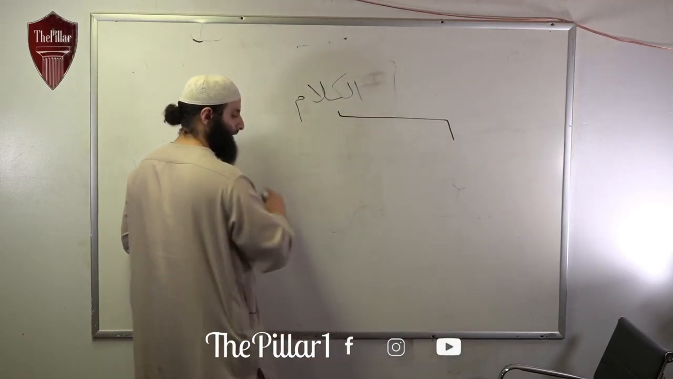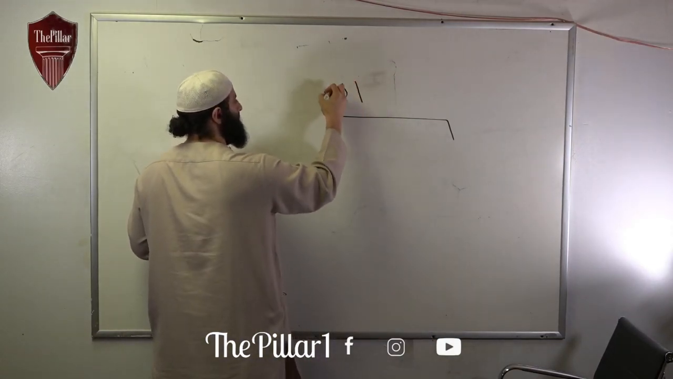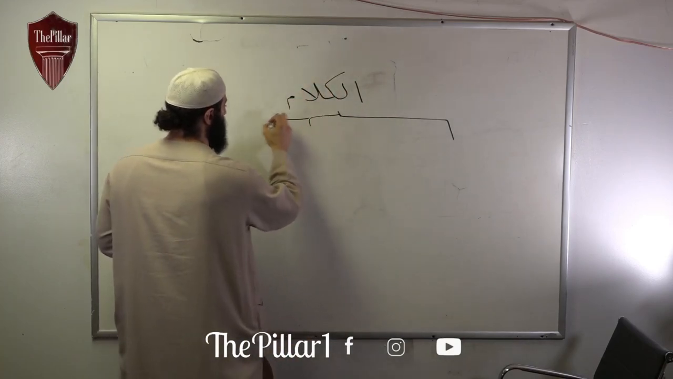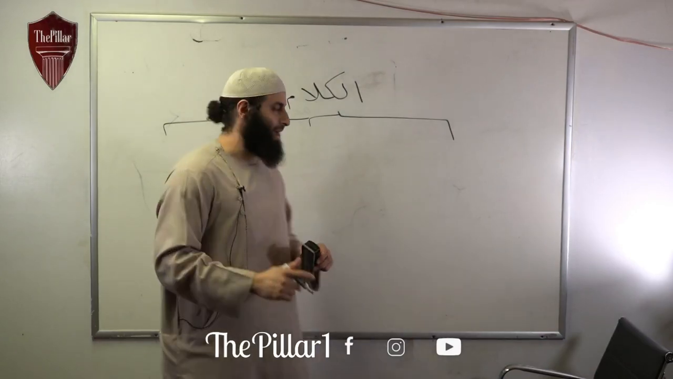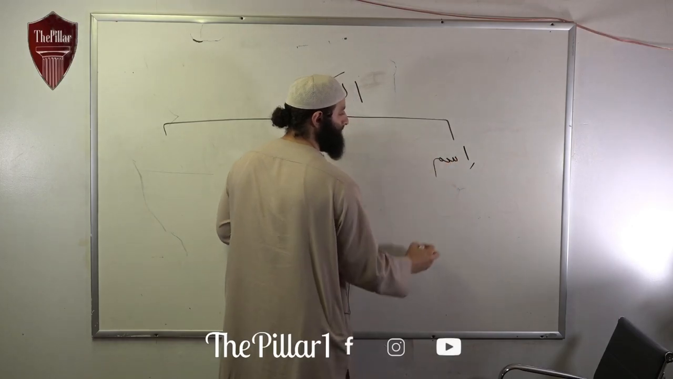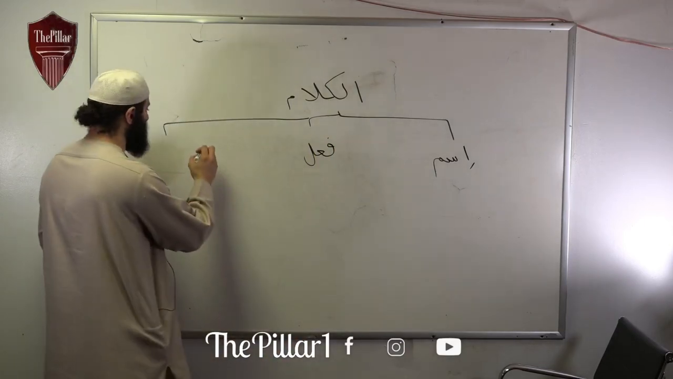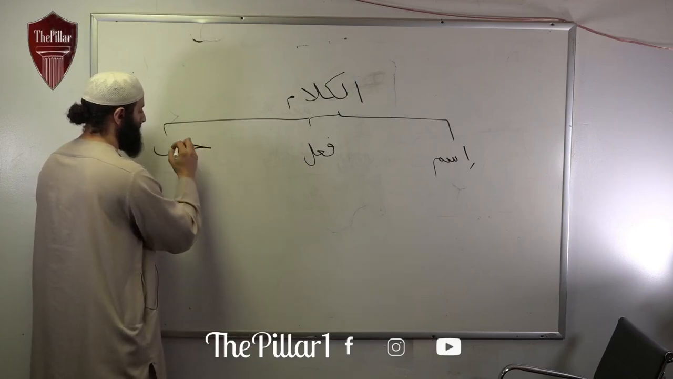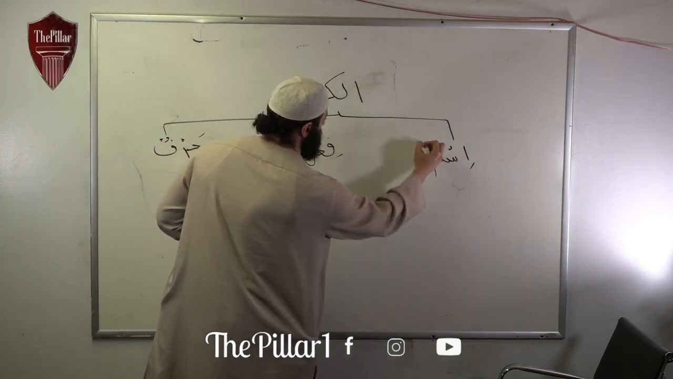Oh, look at that. The pen's working good now. Let me rewrite it. Okay? And these three categories are going to be making up all of the words in the Arabic language. You have something known as ismun, fi'lun, and harfun.